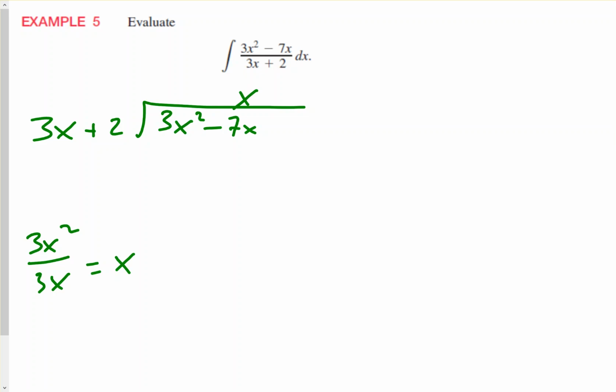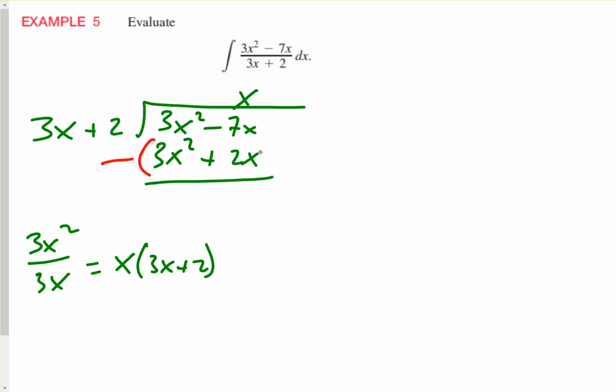So now multiply x times 3x plus 2. x times 3x, 3x squared, x times 2, 2x. Subtract. So we have 3x squared minus 3x squared, that's gone. Negative 7x minus 2x. Negative 7 minus 2 would be negative 9, negative 9x. Normally we bring down the next term, but there's nothing to bring down. If you want to put in a token 0, you can.